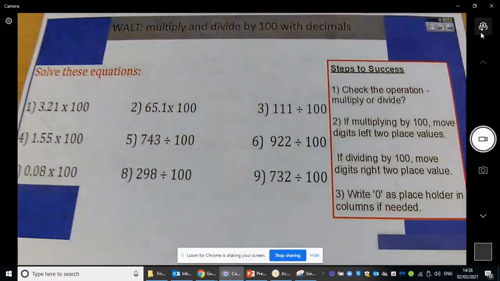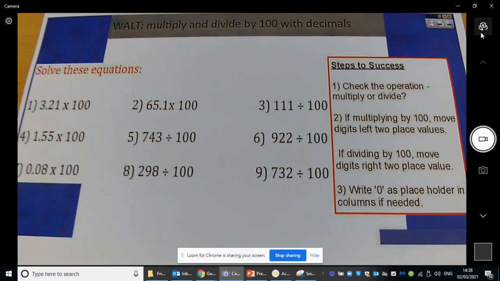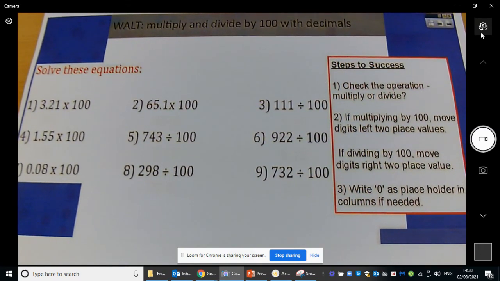Okay. So what I would like you guys to do now, you have got 9 equations in front of you, which all involve timesing by 100 or dividing by 100. Your steps to success are on the right. Pause the video now. Let's see how you get on with those. And if you still feel like you need to go through one more, then that's absolutely fine. You can do that with me now. The rest of you can pause if you feel like you can manage.